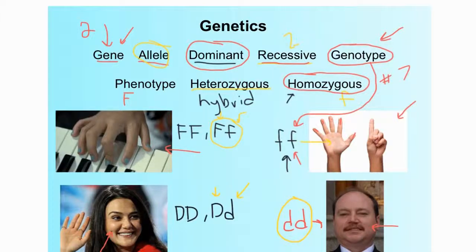But it doesn't matter, since it's dominant. It doesn't matter if you have two dominant alleles or just one. These two right here will have the same phenotype of having dimples. Having two big D's doesn't mean you have more dimples or that your dimples are deeper. No, they're the same. You can have two dominant alleles or just one, and you still have the same phenotype of having dimples.